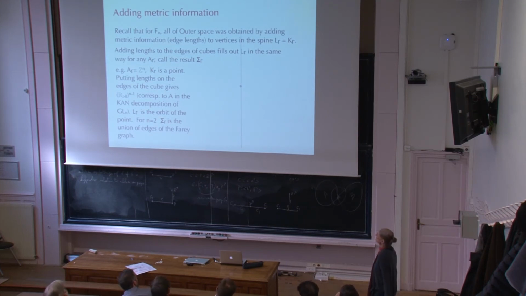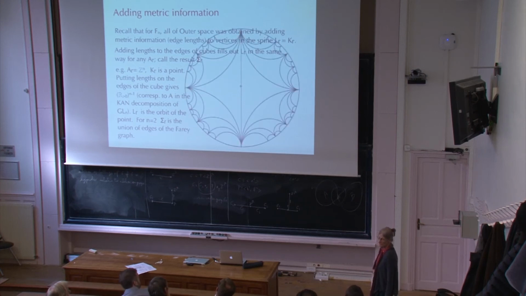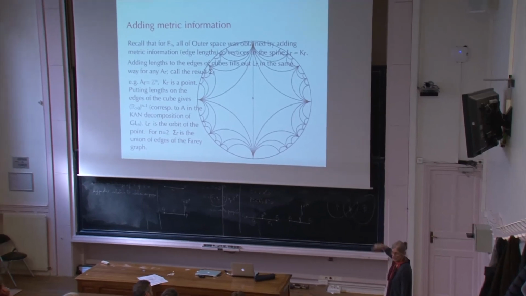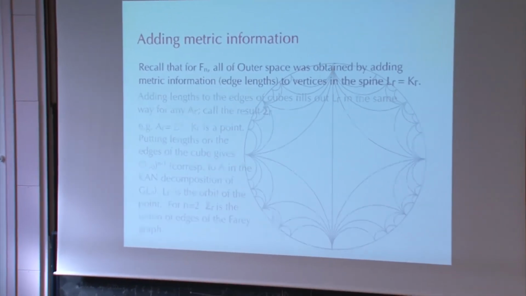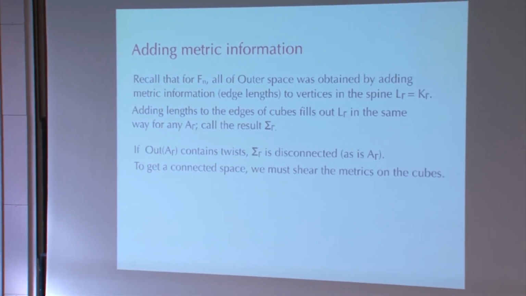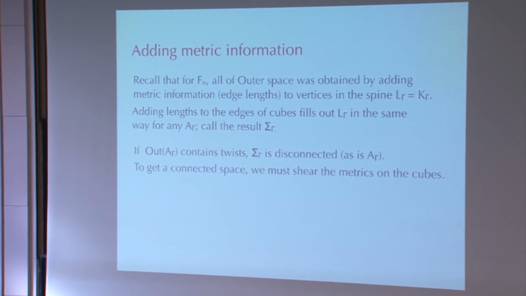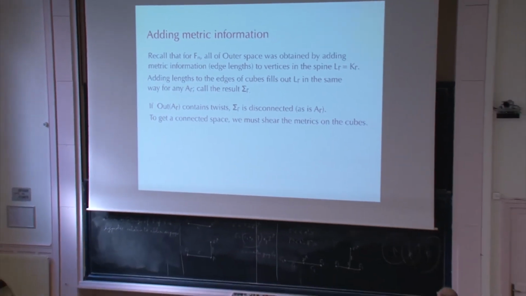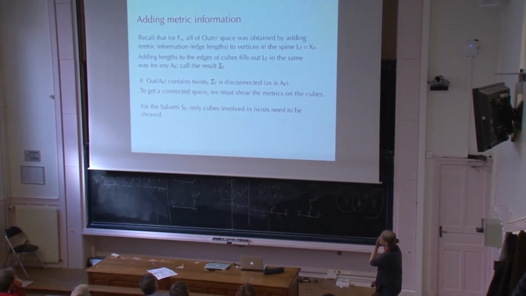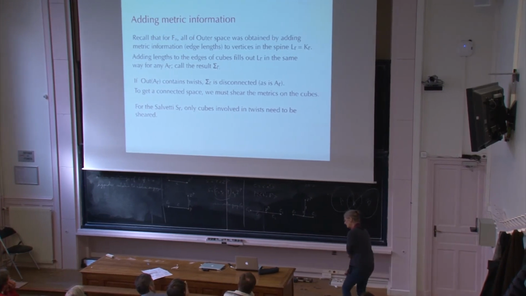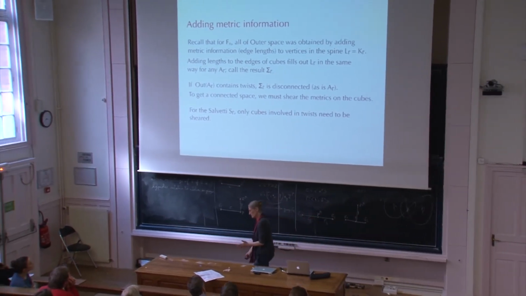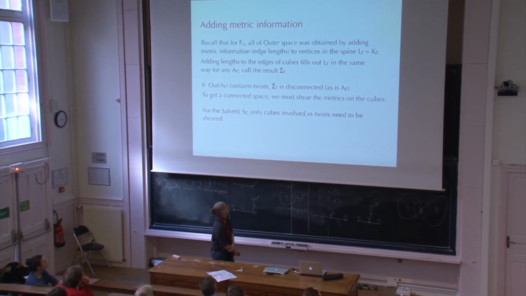If you know what this is, it corresponds to the Levi component of GL_n(R). And then if I look at the translates of this under GL_n(Z), I get the entire Farey graph. So the space I've got so far in this example is just the edges in the Farey graph, and I need to fill it in somehow. Okay, so how do you do that? We have a disconnected space. We have all those edges, but they don't have their endpoints. So in order to get a connected space, you have to shear the metrics on the cubes. But you only need to shear metrics on cubes where there's a transvection you can actually do.